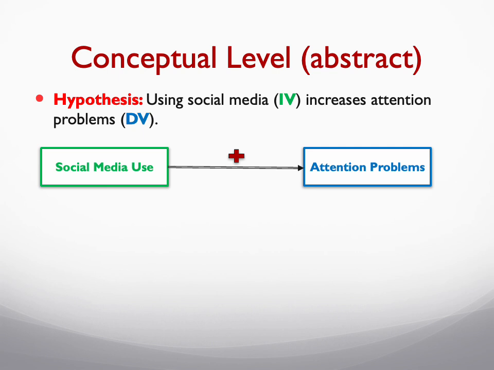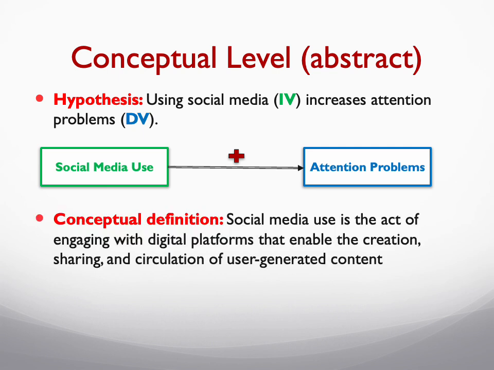A researcher who is planning to conduct a study to test this hypothesis might pose a conceptual definition like this. Social media use is the act of engaging with digital platforms that enable the creation, sharing, and circulation of user-generated content. This is a pretty nice, maybe pretty robust conceptual definition that we have here. But you might look at this definition and say, well, hey, it's missing some pieces, or it's missing some clarity, or missing some precision in precisely what it might be trying to capture.